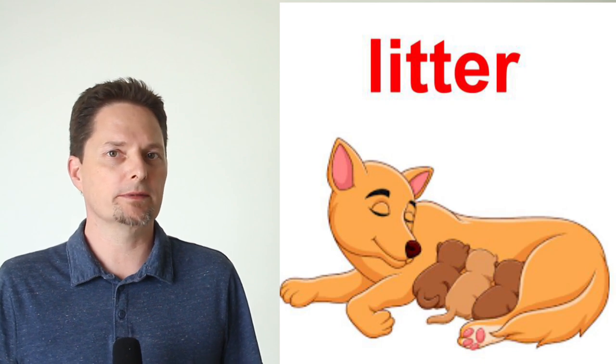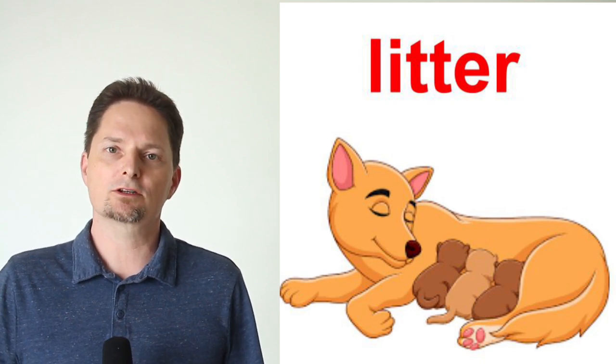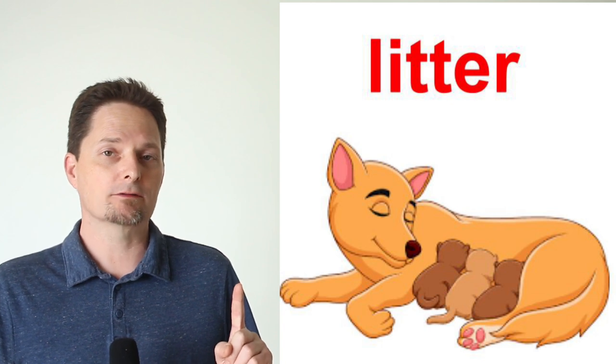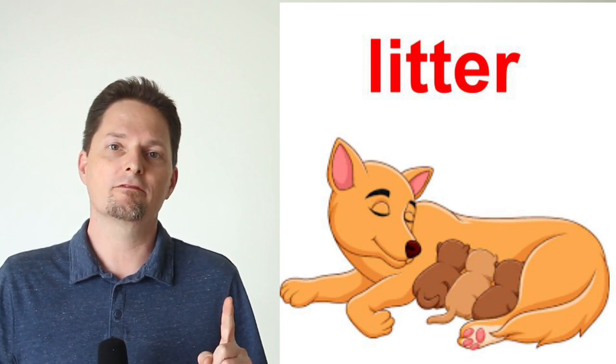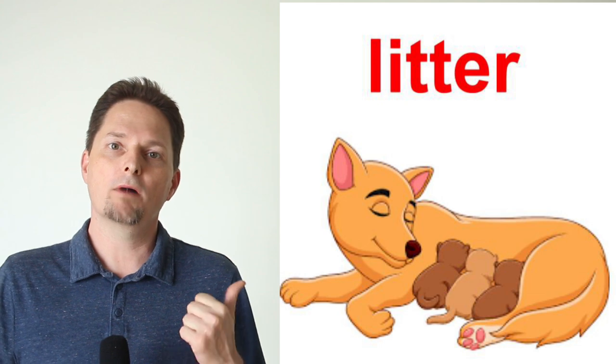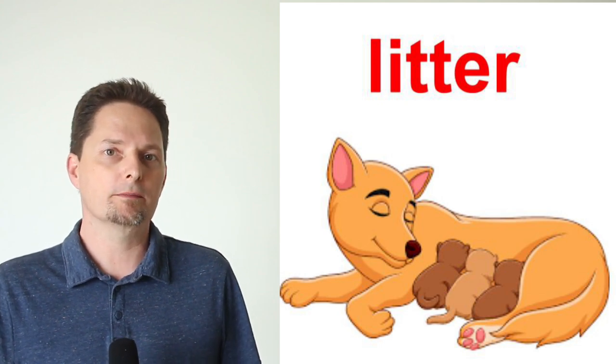Very good. We also use the word litter to talk about a group of puppies. A group of puppies is called a litter. So now it's countable. It's a litter of puppies. The mother dog had a litter of puppies.